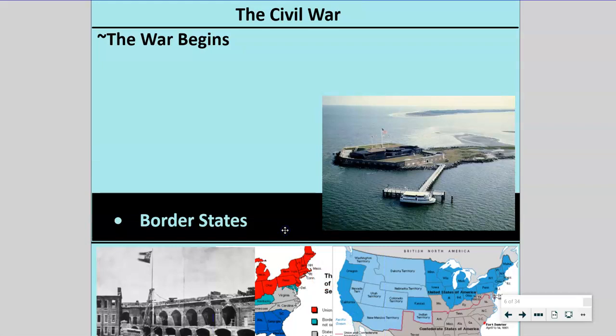But there were also those border states. There were 4 slaveholding states: Delaware, Maryland, Missouri, and Kentucky. They had slaves, but they didn't join the Confederacy. Delaware, Maryland, Missouri, and Kentucky. Some were due to Union sentiment. They want to stay in the Union. Some were because we didn't allow them to secede, like Maryland.